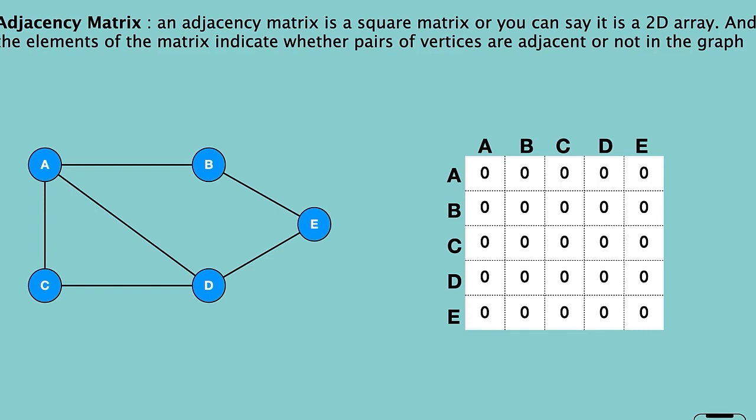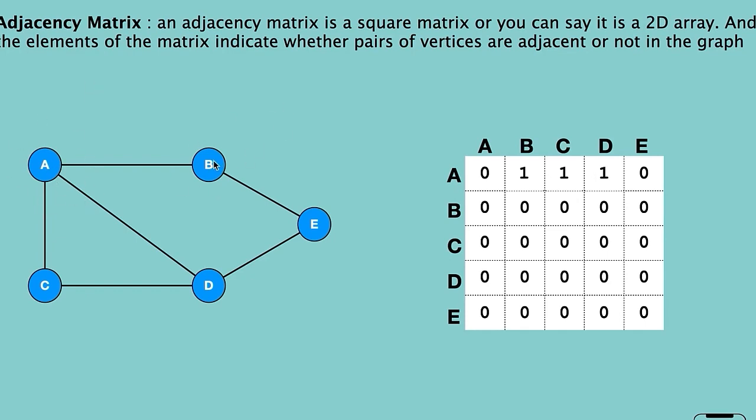Then the next thing that we are going to do is plot the edges that we have over here onto this two-dimensional array. We will start from each vertex and see to which vertices they have connections, and we will update this matrix. First we will start from A. From A we see that we have a connection to B, so we will update AB to 1. Then the next connection is from A to C, so we will update AC to 1 also. And from A we have another connection to D, so we will update AD to 1 also.